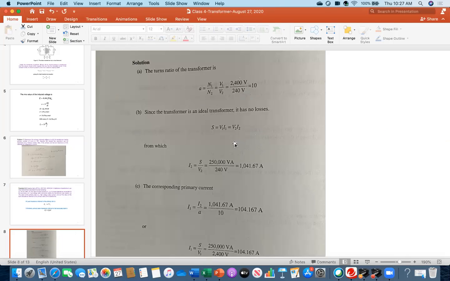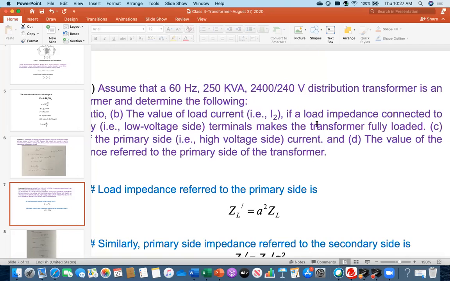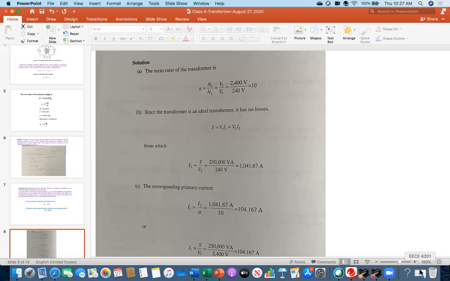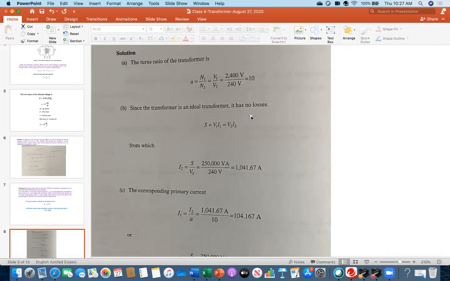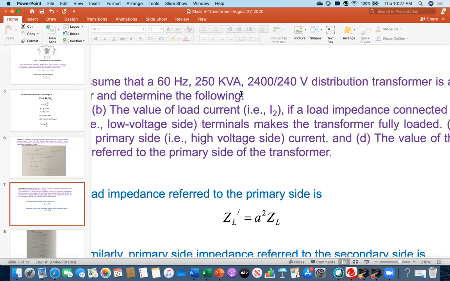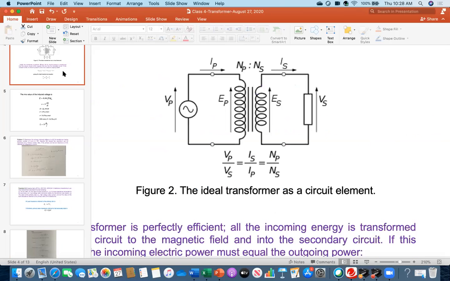The second question was, what was the value of the load current? That is I2, question number B. Since the transformer is an ideal transformer, it has no losses. So how will you get that? If you see the statement, you have only three ratings given: you know V1, V2, the kVA rating, and the frequency. There is no information on the primary current or secondary current, and that's what you have to find out.